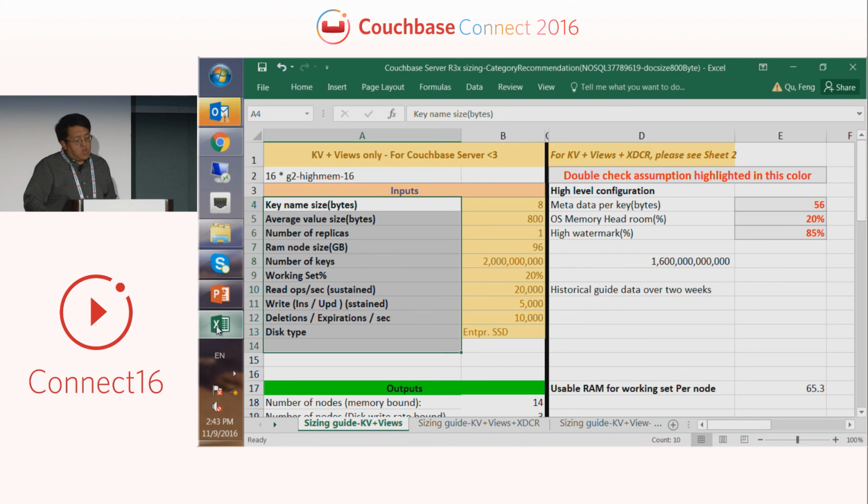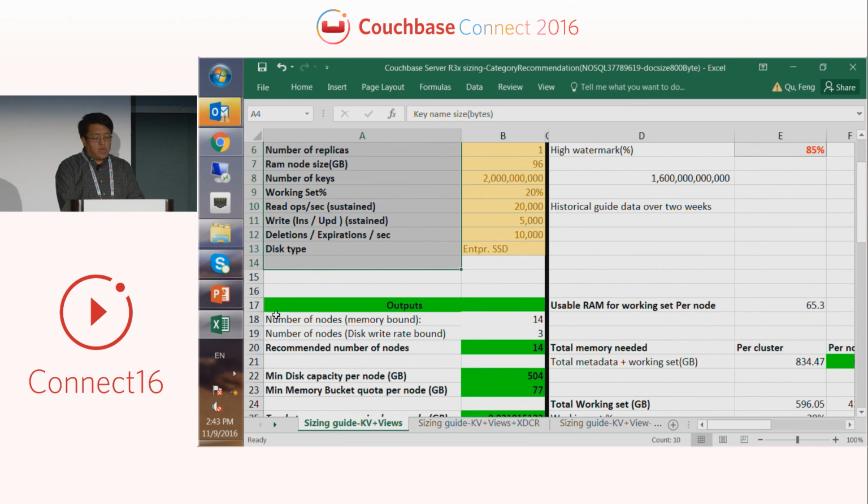And also you need to tell us how many keys total you want to save in Couchbase, and what's your working set, basically the hot data set, how much data you would like to keep in memory. We also need to know the number of transactions, right? Read, write, delete, and also we need to know the type of storage we're using.